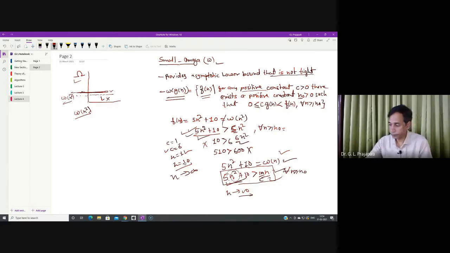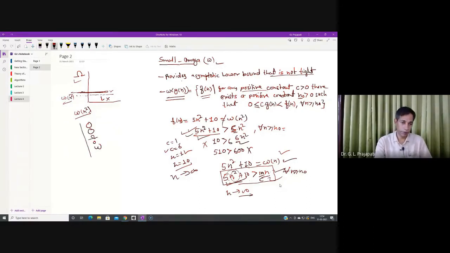Okay. So in this way we have finished all the notations. We have seen big O notation, big theta notation, big omega notation, small o notation, and small omega notation. All 5 notations we have seen.